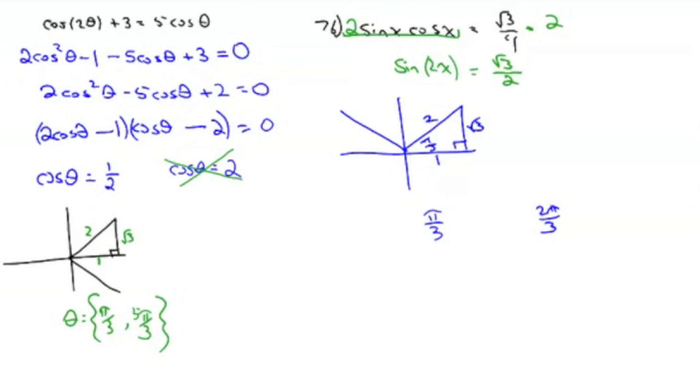Is that my final answer? No. Even if I didn't give you an interval, that wouldn't be your final answer. What do I have to do to it? I have to set them both equal to the inside here. So this is 2x equals pi over 3, and 2x equals 2 pi over 3. So x equals pi over 6 for the first one, and the second one is pi over 3.